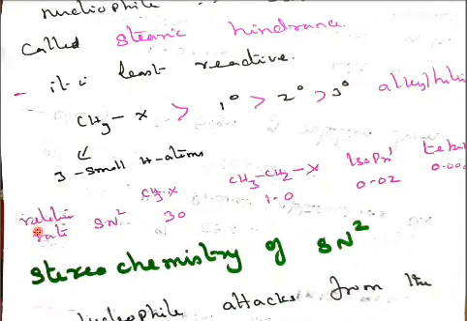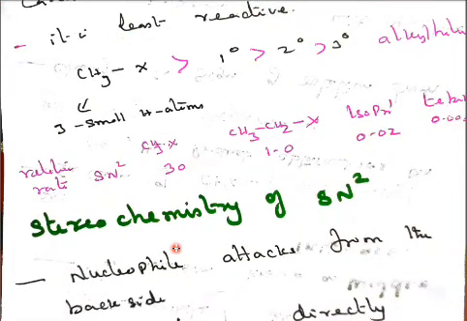Here I have written the relative rate of the reaction. Relative rate means the rate here is 3, here the rate is only 1, here the speed is only 0.2, and here the speed is 0.008. It is very low in a tertiary halide and very high in a methyl halide.